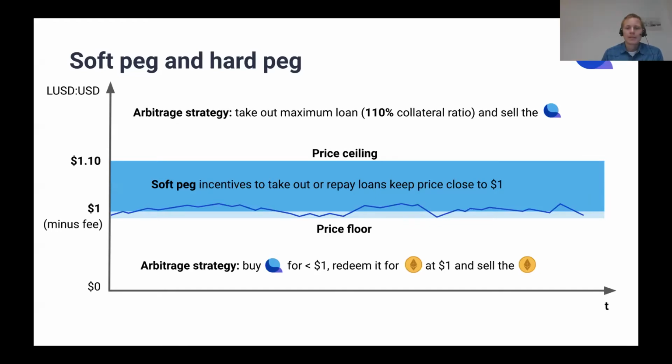Okay. Regarding establishing such a coin in the market, how are you bootstrapping Liquity? What are your plans there?